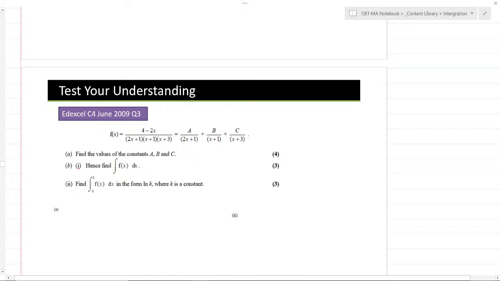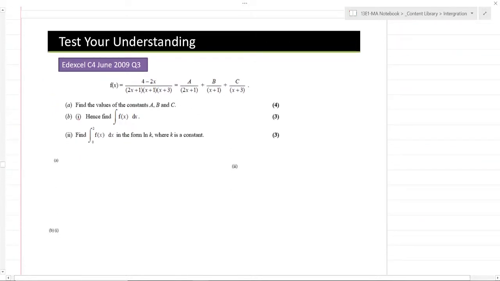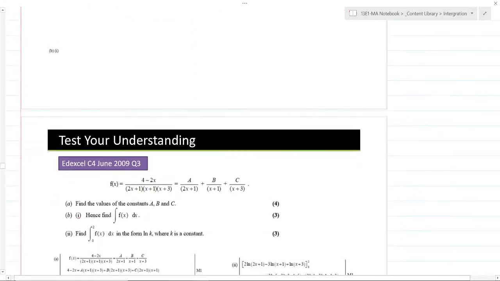There's a test your understanding here. I think I'm going to skip it. I want to move on. I think we should be alright with that. Are we okay with that? We'll do some of that in our homework. Okay. I want to try and plow on.